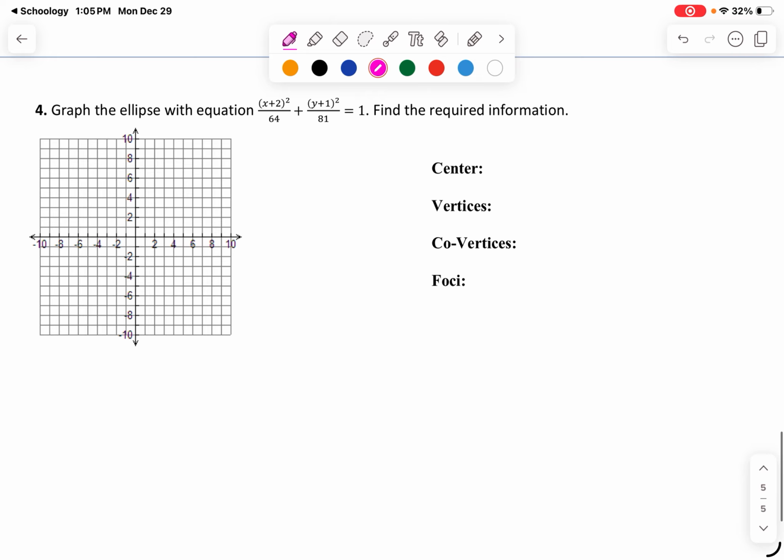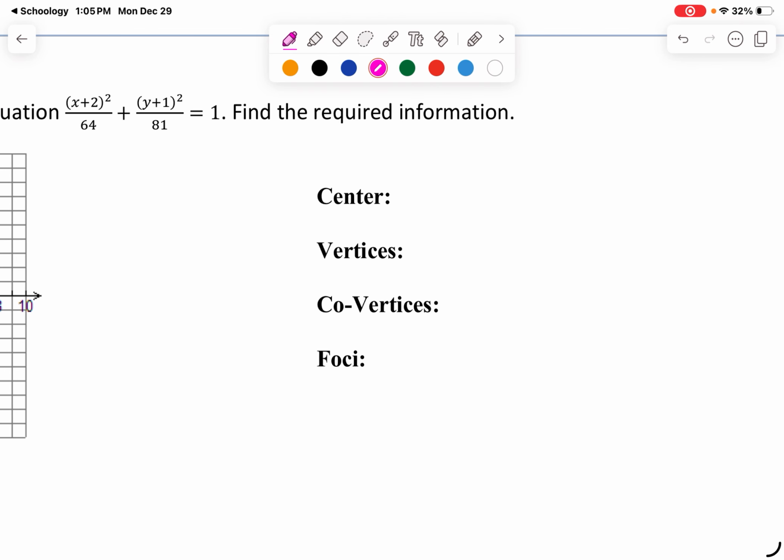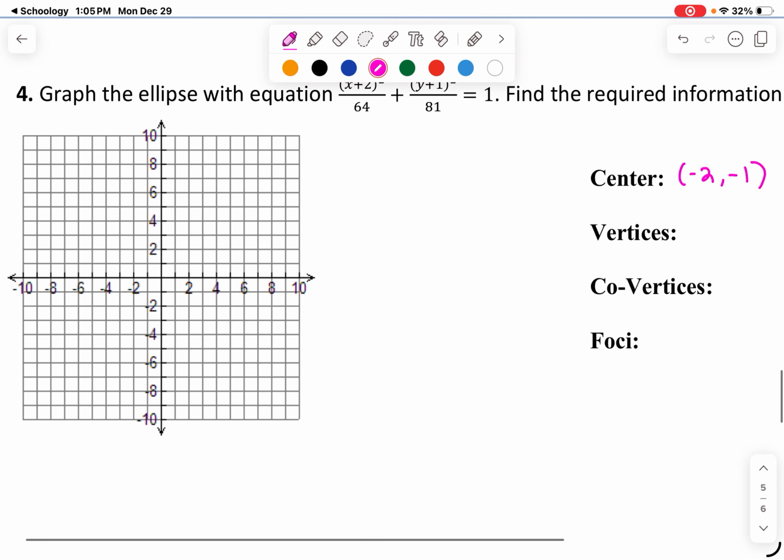Okay, last one. I don't know how I want to do this. Do I want to graph as I go, or do I want to get, yeah, I'm going to graph. This is what I'm going to do. Okay, so first off, my center is negative 2, negative 1. And I'm going to graph as I go is what I was trying to say. All right, now I need A and B. A is 9.